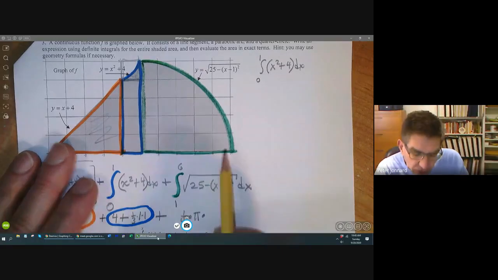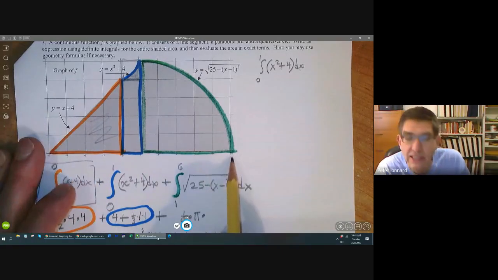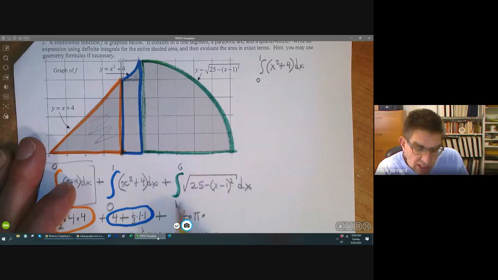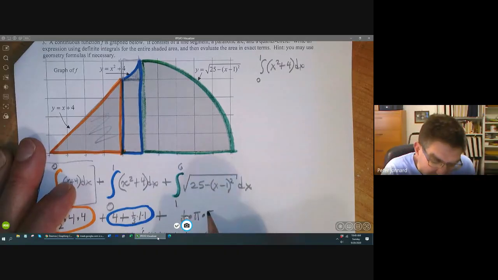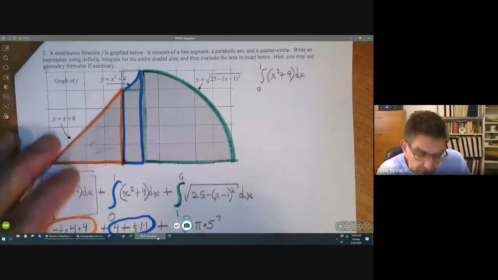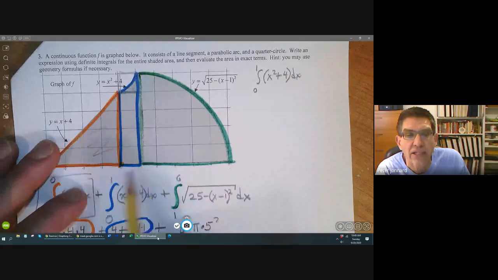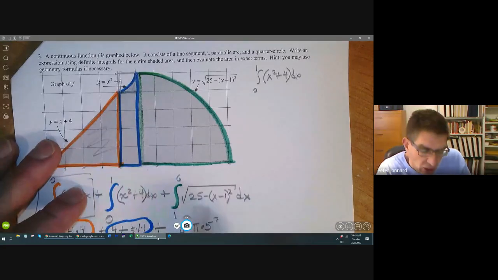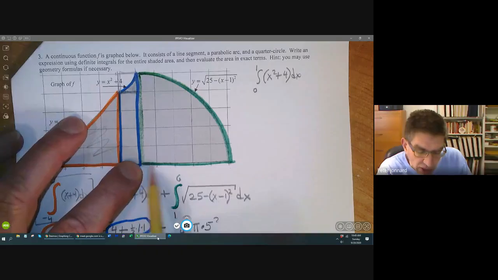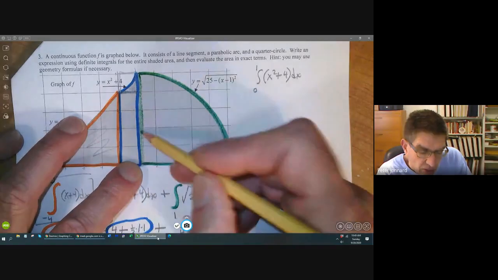Now, please be careful. The radius of this circle is not 6. It goes from 1 to 6. So that radius is actually 5. You need to be very mindful of that. This is the center here. Remember, it shifted over 1. So the center is at 1, 0. So we go over the radius 1, 2, 3, 4, 5. 1, 2, 3, 4, 5.